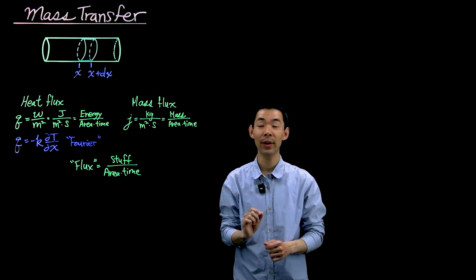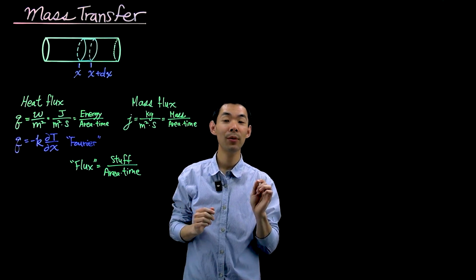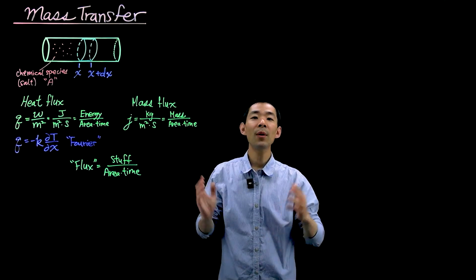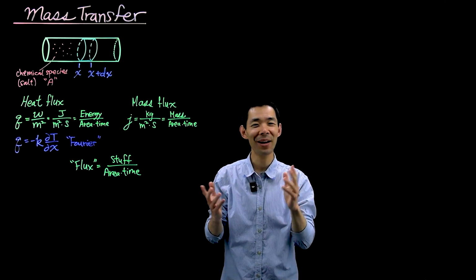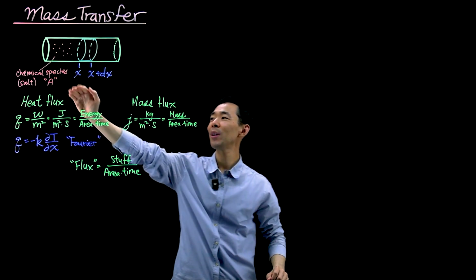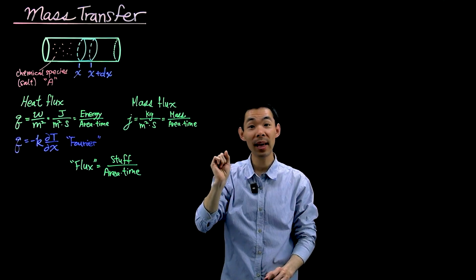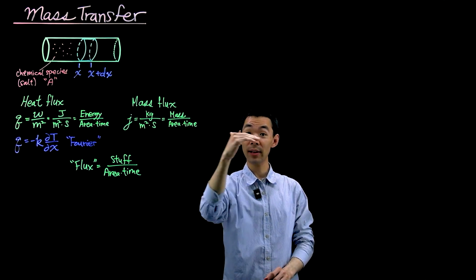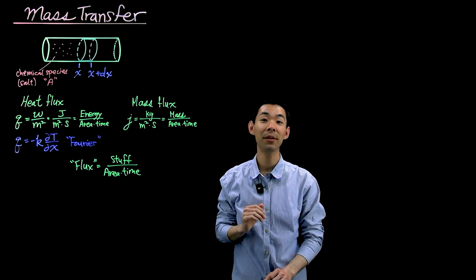Now let's make things concrete. Suppose that in our material, there's some kind of chemical species that we're going to call A. Suppose you have some chemical species, for example, salt or any reactant or product that you can think of. We're going to call that species A, and that's inside this material. And we want to understand how that species A, its mass, fluxes through a cross-section of this material.